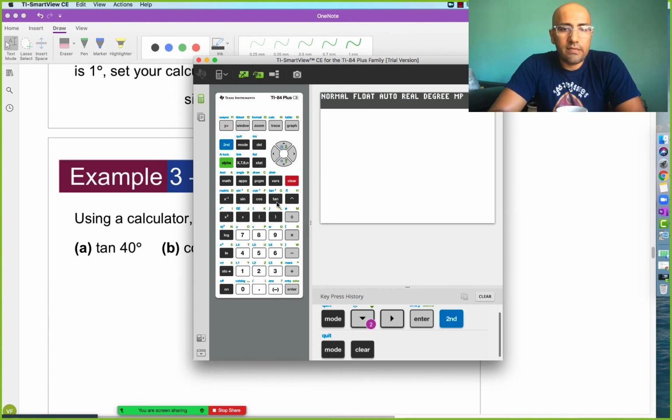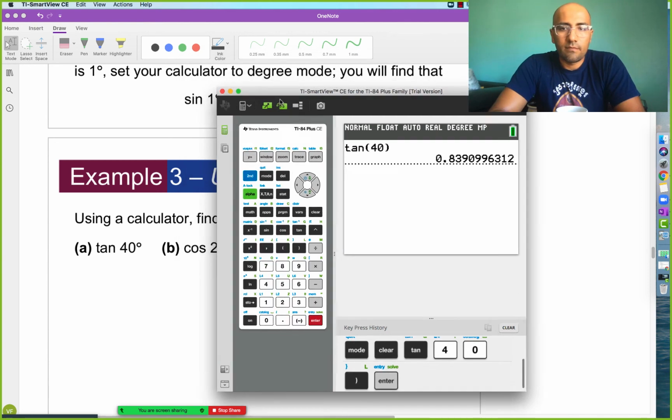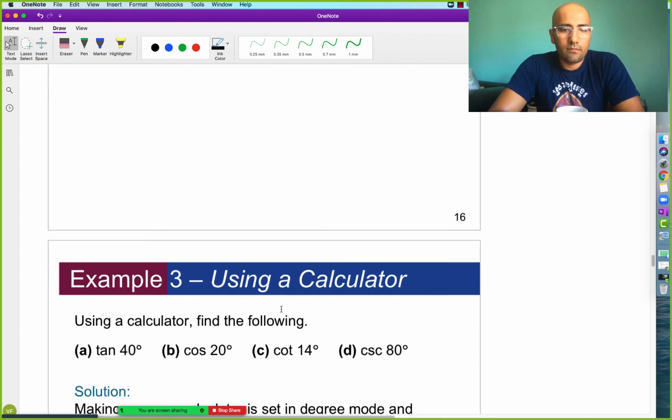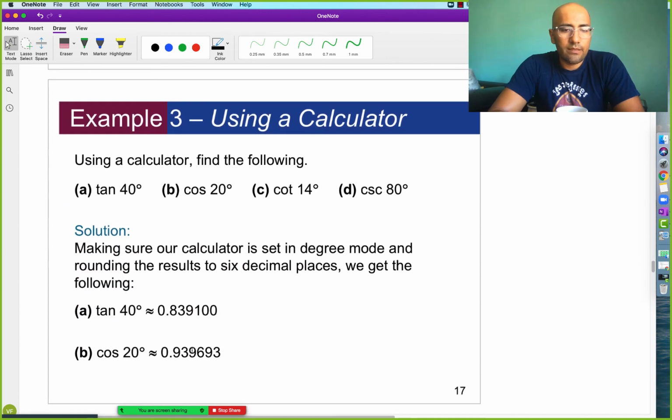So tangent is this nice pretty little button here. Tangent of 40, and I'm already in degrees. So that'll give me the answer I want. That easy. Good. Cosine, cosine of 20 degrees gives me that answer right there. .83, .93. Yep, we get these two. Good. Questions?